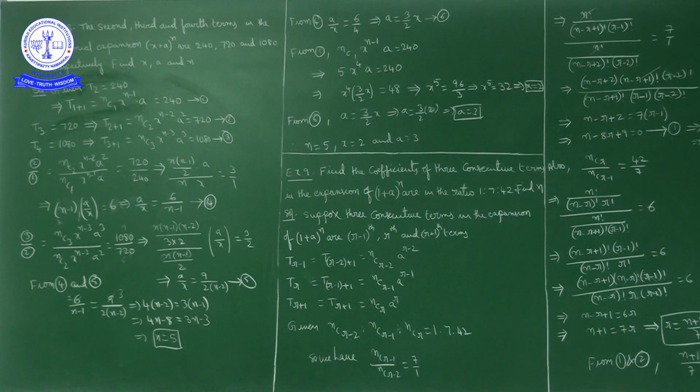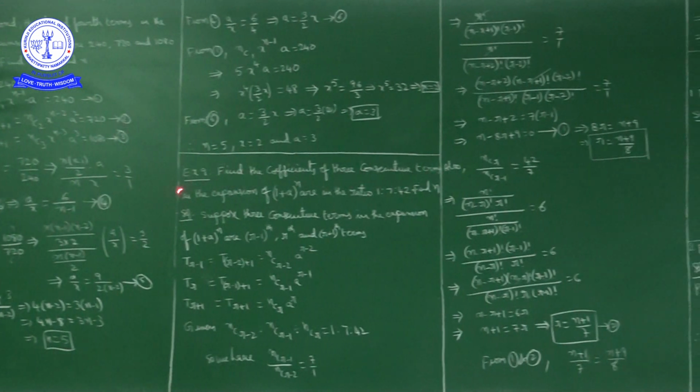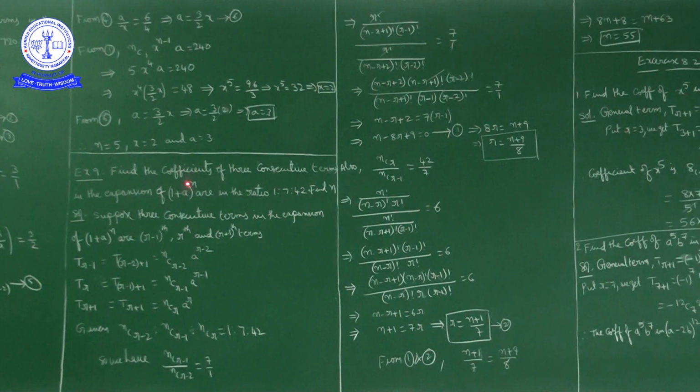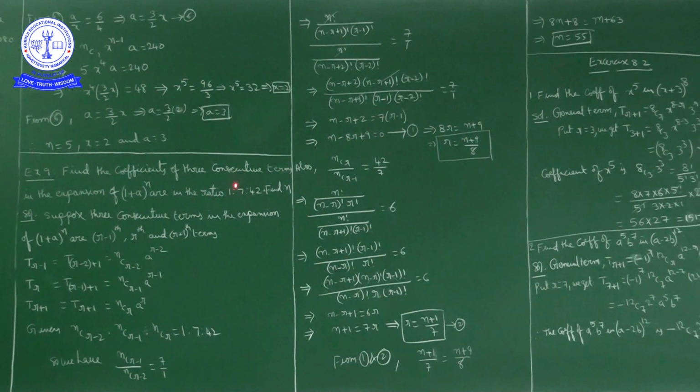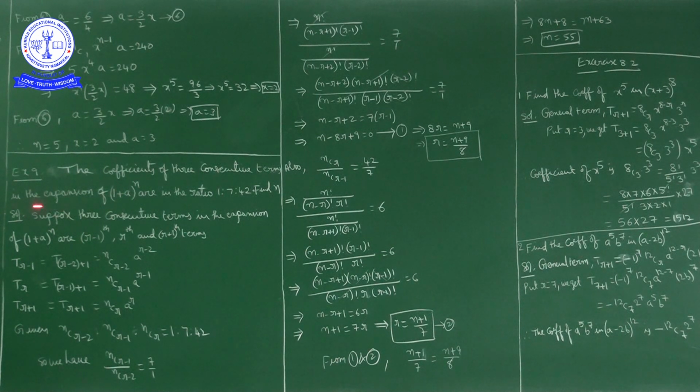Next example 9, next question. The quotients of 3 consecutive terms in the expansion of (1 plus a) power n are in the ratio 1:7:42. Find n value.